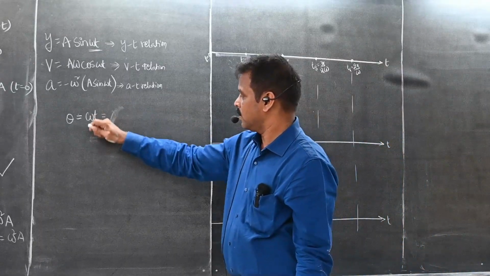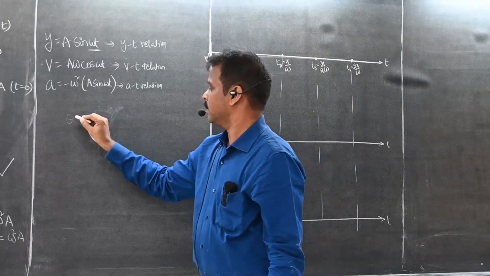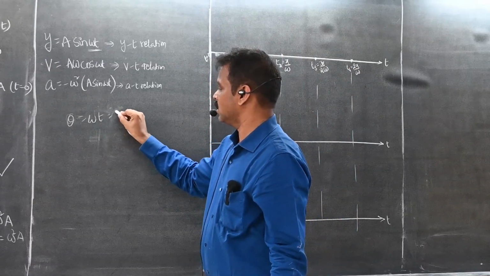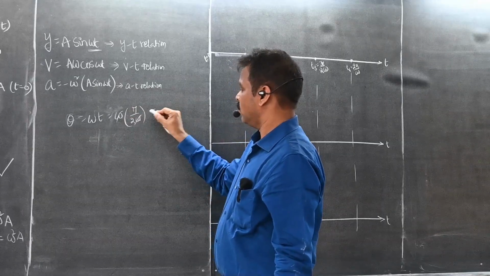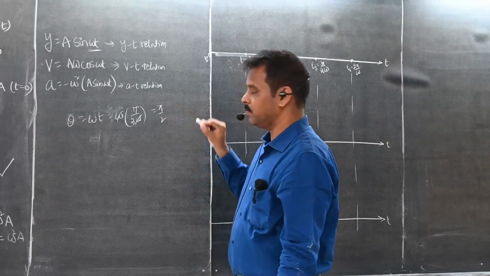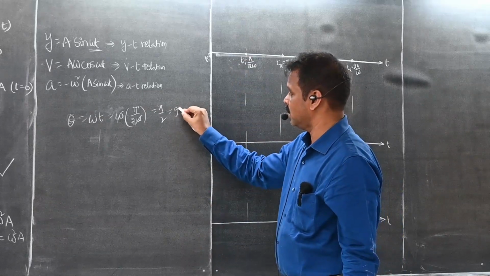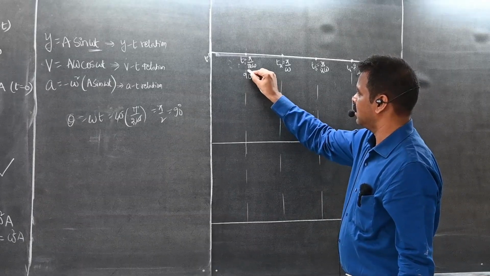And if you convert this into angles, what will we get? Check this one. First one I am taking, t is equal to pi by 2 omega, theta is equal to omega t, so theta is 2 pi by 2, or pi by 2 radians, or 90 degrees. So this is nothing but 90 degrees.